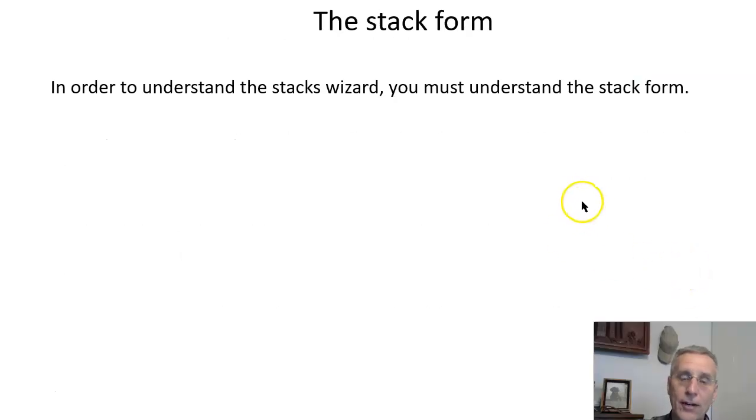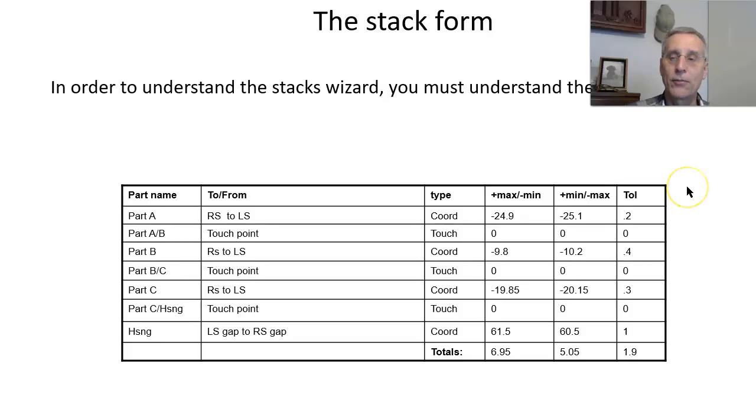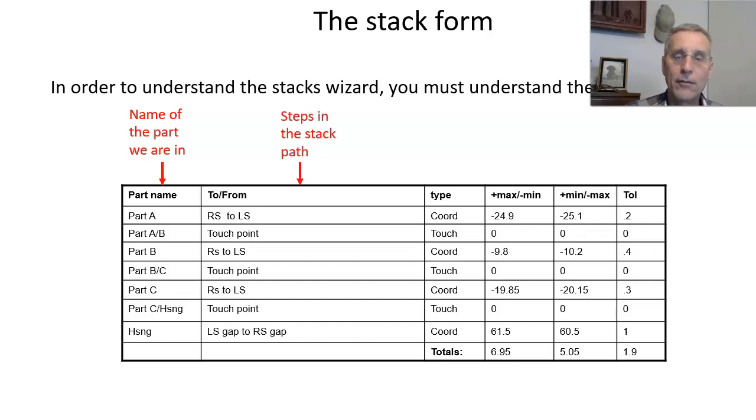In order to understand the Stacks Wizard, you have to understand the stack form. Here's our stack form. This is our standard stack form for the two-column method. We'll go through the various columns. First of all, we have to keep track of what part we're in the stack, especially if we do multi-part stacks. Then we have the to-from column. This is where you keep track of your stack path. This is extremely important to pay close attention to because later you're going to need this to figure out how you did the stack and whether or not you missed anything.